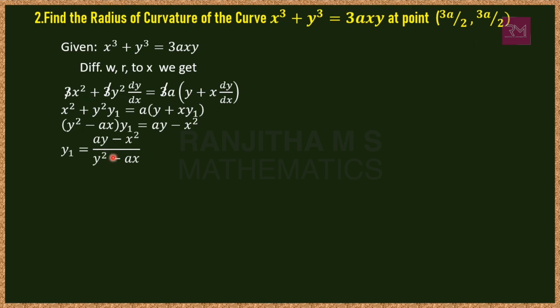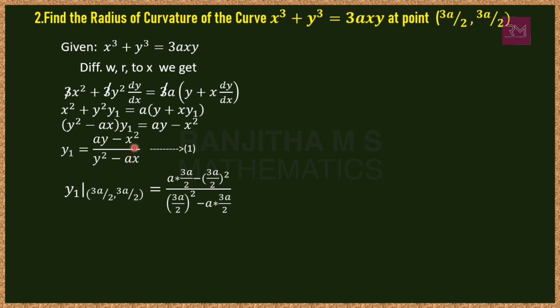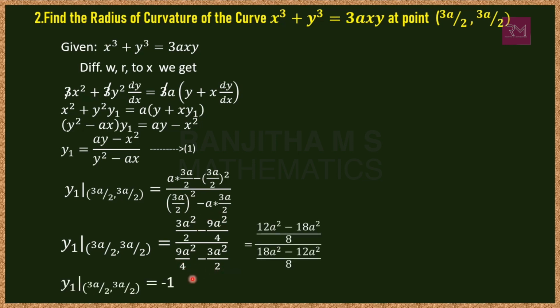Substituting the x and y values as 3a by 2, we get y1 as a into, in the place of y we substitute 3a by 2, minus (3a by 2) whole square, divided by (3a by 2) whole square minus a into 3a by 2. Simplifying, in the numerator we have 3a square by 2 minus 9a square by 4, divided by 9a square by 2 minus 3a square by 2. The numerator and denominator have the same values, hence we get y1 as minus 1.